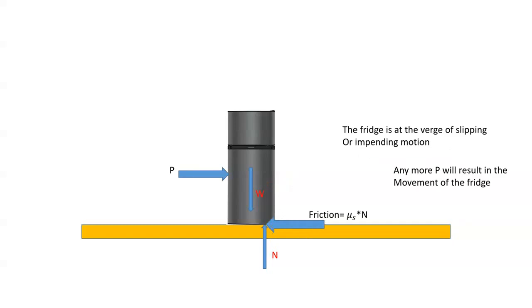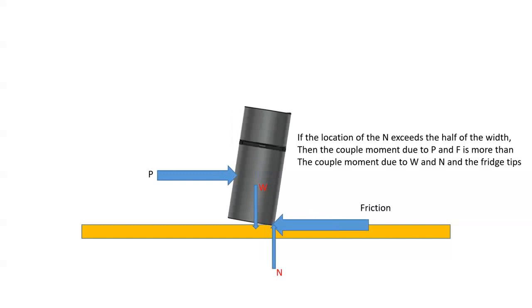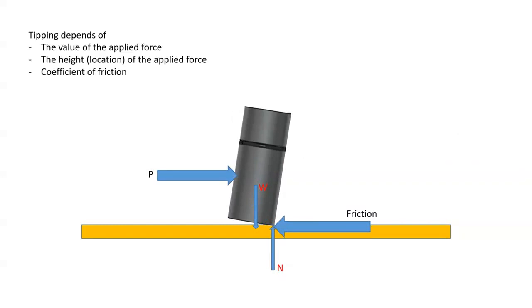And when that happens, as long as N is contained within half of the fridge width, the fridge will slide, otherwise it will tip. The sliding and tipping depends on the value of the applied force, the height at which the force is applied, and the coefficient of friction. So it's decided by three factors, whether it will tip or slide: P, h, and mu.